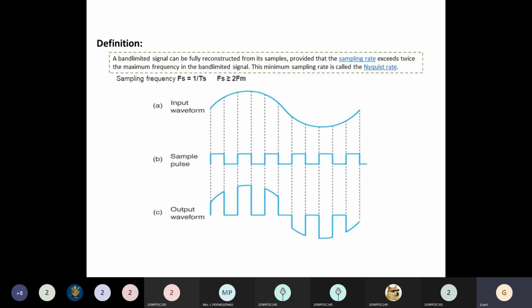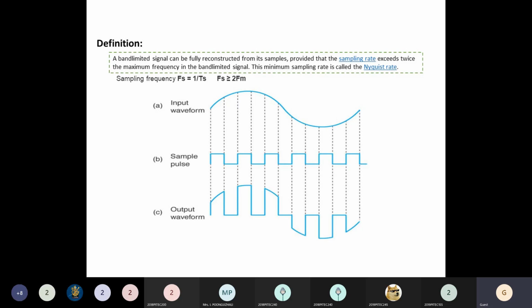For that we have one criterion, the Nyquist criterion. What is that? A simple definition: a band limited signal can be fully reconstructed from its samples provided that the sampling rate exceeds twice the maximum frequency in the band limited signal. This minimum sampling rate is called the Nyquist rate. That is, the sampling frequency fs equals 1 by Ts, and fs should be greater than or equal to 2fm.